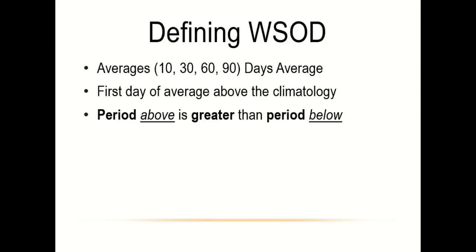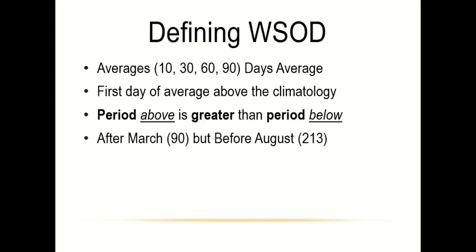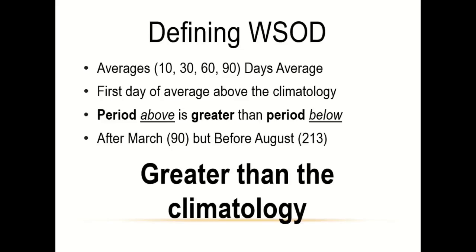So it had to be a sustained period that was evident. And I'll go into that later. Also, it must be after March 31st but before August 1st, which is day 90 and day 213, well, 214 in a leap year. You can forget that. So literature would have alluded to this being the start of the first rain season, right? So we're just looking at the point where the actual rainfall season rose above the climatology.